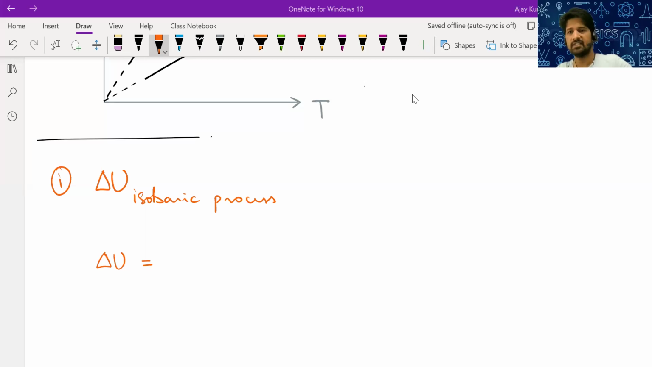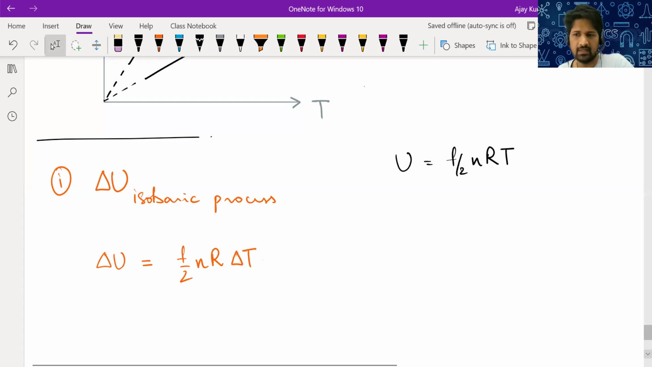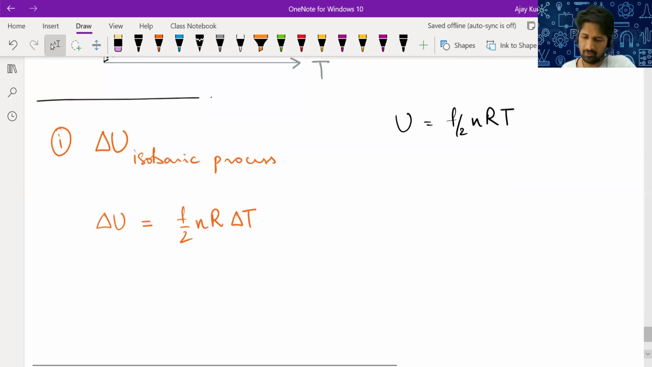I got one answer as f by 2 nRT. See, U is f by 2 nRT. If you want to know how much is the internal energy of a gas, you use this formula. We are interested in change in internal energy, so you should write f by 2 nR delta T.